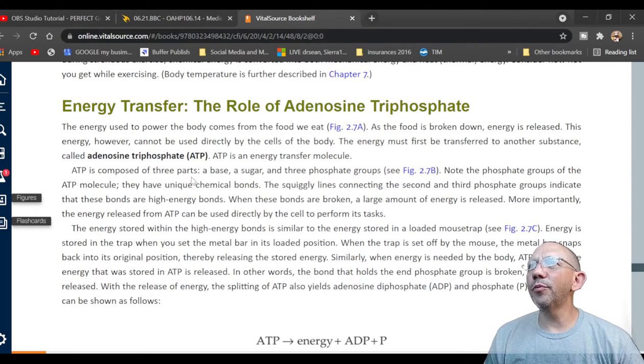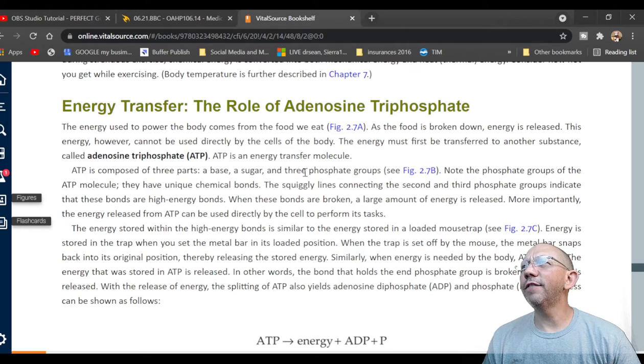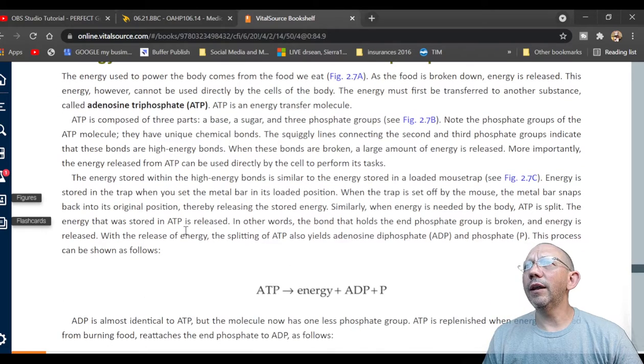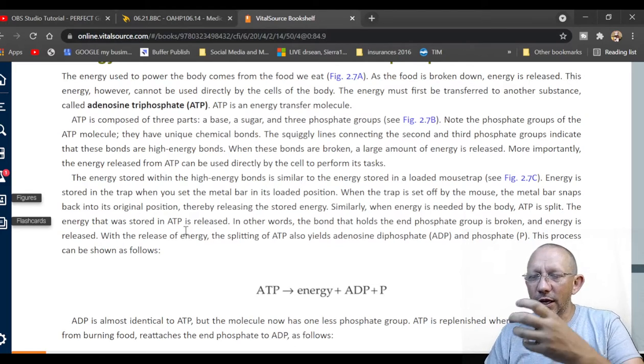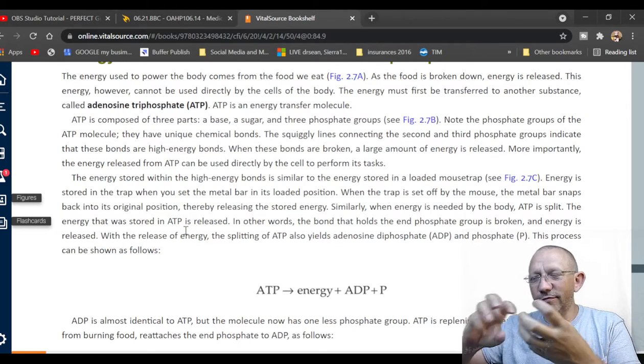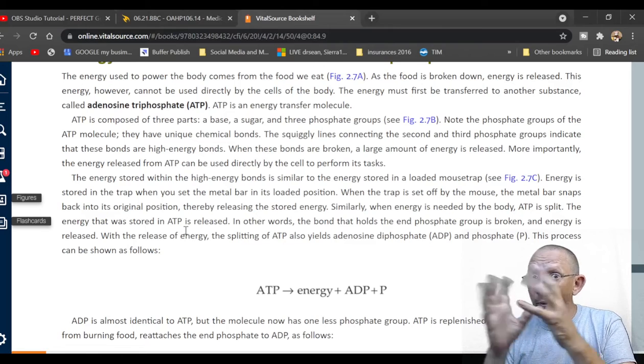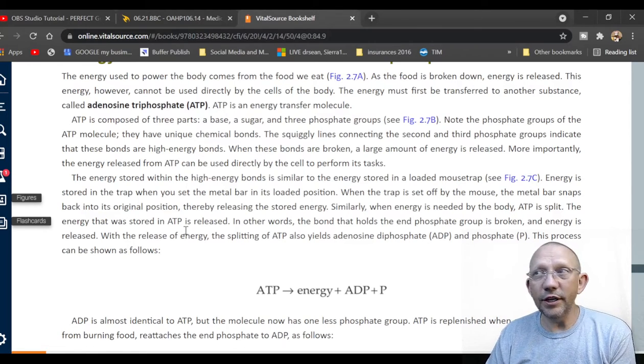ATP is composed of 3 parts: a base, a sugar, and phosphate groups, adenosine triphosphate. Know the phosphate groups in the ATP and the new chemical bonds. They're not telling us anything more on that. Emergency energy stored. So energy is basically stored as you're holding on to that ATP. If you break off one of those phosphates, you get a little pop of electricity, basically energy.